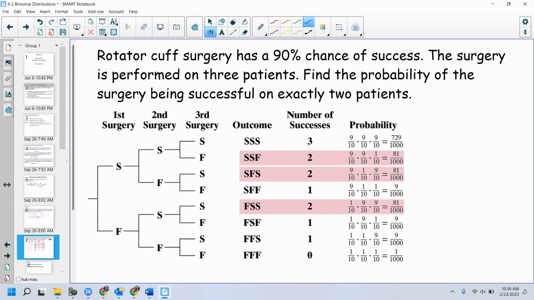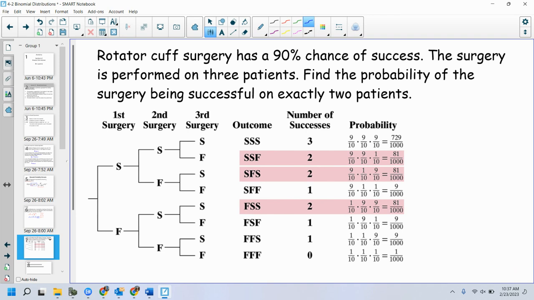All right, look at all the different possibilities that we could have. The first surgery is either a success or a failure. The second surgery is either a success or a failure. And then the third surgery is either a success or a failure. So we have all of these different options that we could have. So how many successes are there? Well, there's 3 here, right? There are 2 here. There are 2 here. There is 1 there. There is 2 here. There is 1 there. There is 1 there. There is none there, right?